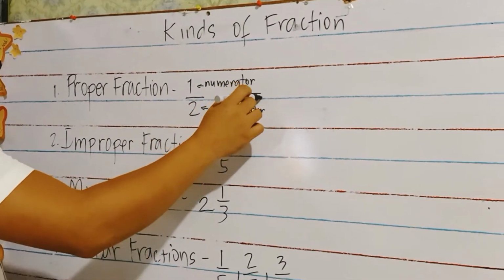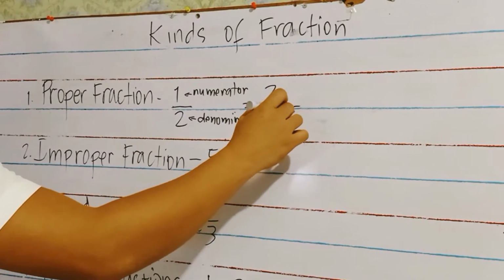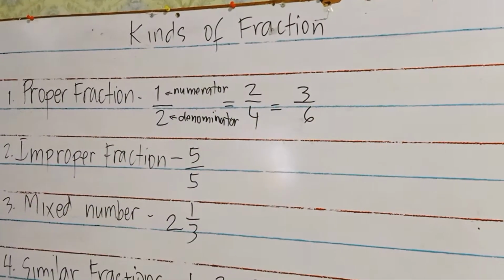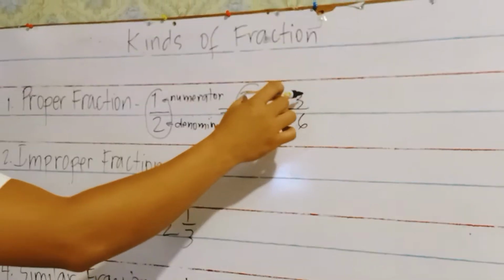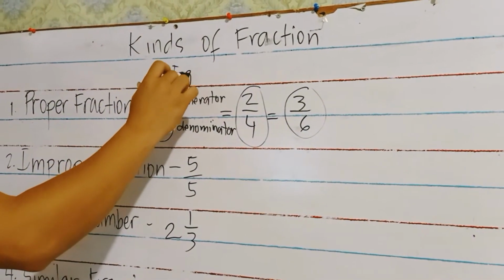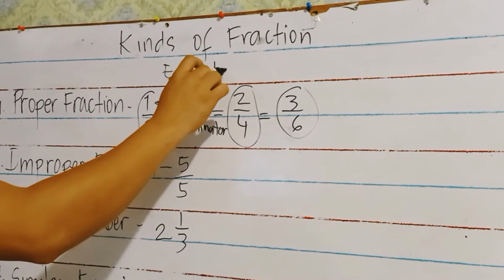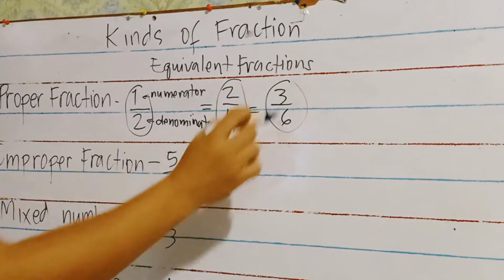If we're going to write another fraction, let's say 2/4, 3/6. These three fractions, 1/2, 2/4, and 3/6 are all equivalent fractions. Why do we say equivalent fractions? Because all of them are equal.